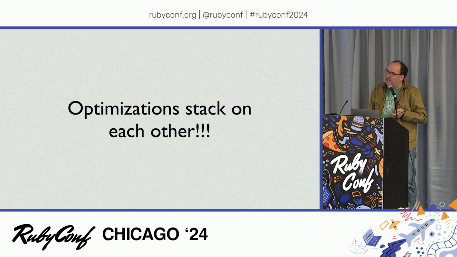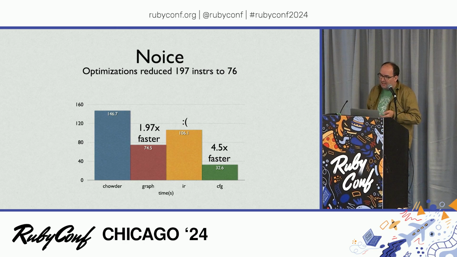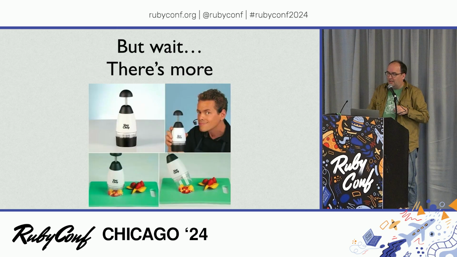And luckily, Piet uses tons of pushes and pops. So I was able to reduce the number of instructions from 197 down to 76. Now it's 4.5 times faster than the original. It's more than twice as fast as the graph interpreter, so hooray me. Anyone remember Slapchop? Okay, that's more modern.